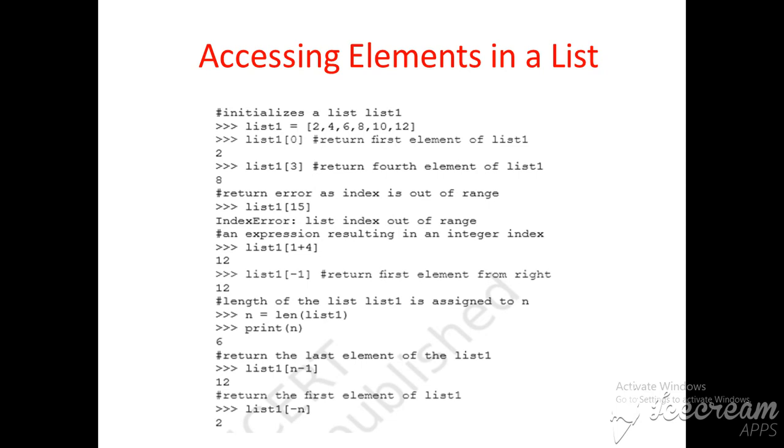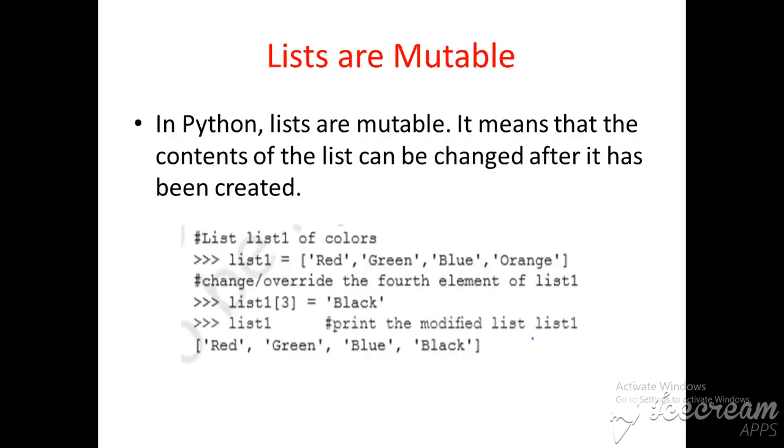If you access list1 of 15, the index is out of range, so an index error occurs. Then list1 of 1 plus 4 means list1 of 5, which means 12. That is the use of indexing. Then list1 of minus 1 gets the rightmost element in the list. We can also find the length of the list by using the len method. Length of list1 returns the total number of elements inside the list. Then list1 of n minus 1 means the rightmost element, and list1 of minus n means the leftmost element. So this is the way to access the elements inside the list.